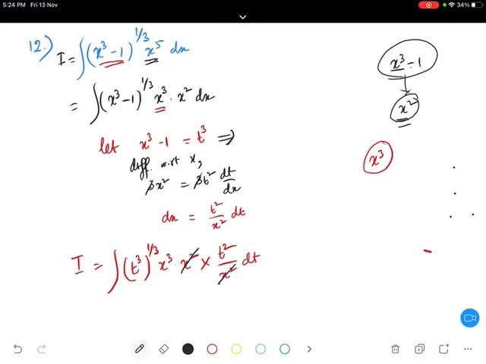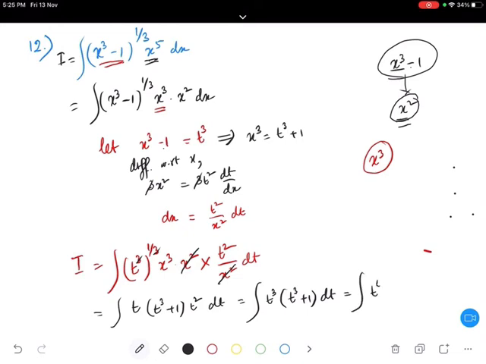Look at here. x cube minus 1 is t cube. So x cube is equal to t cube plus 1. Yes, very good. So let's put t cube plus 1 in place of x cube. Here 3 goes away. So we have t in here, t cube plus 1, and here we have t square dt. Let's multiply and write: t to the power 6 plus t cube dt. This is what we have, right?